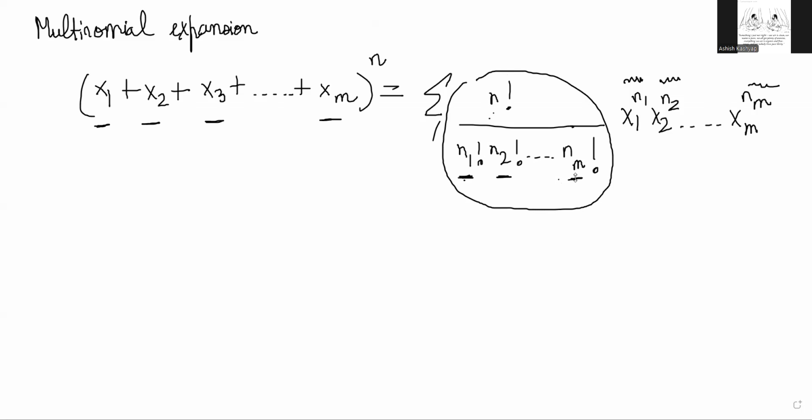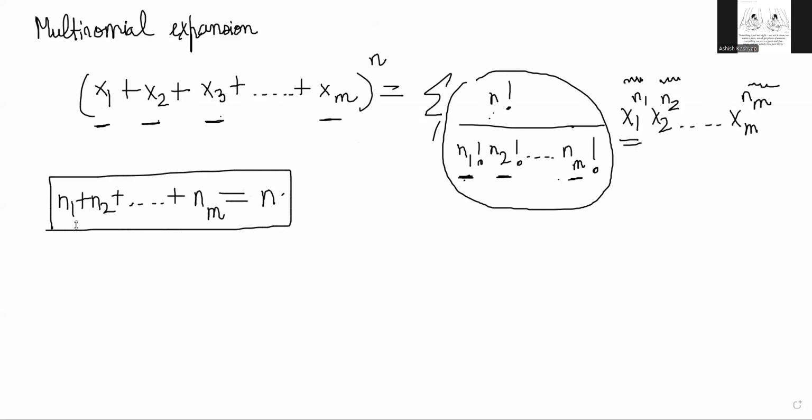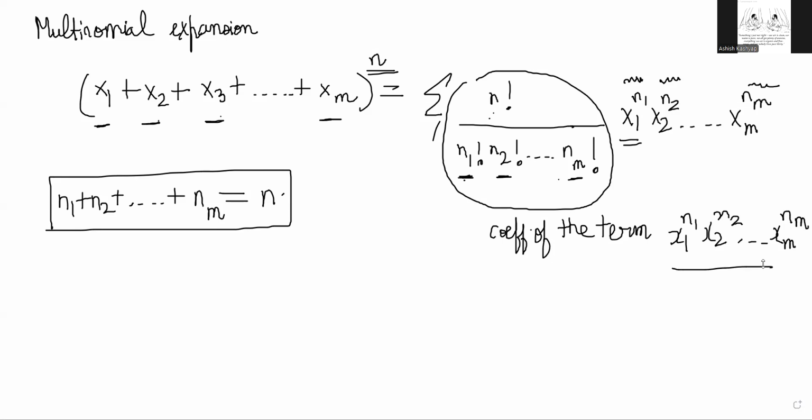So you have to think of it as if you are multiplying this thing n times and you are trying to get x1 n1 times. So there are n1 x1s that you have to choose, n2 x2s, n3 x3s in such a way that n1 plus n2 plus nm should add up to n. This is the condition on these integers n1, n2, nm. They should add up to n. And this is your coefficient of the term x1 power n1, x2 power n2, and so on, xm power nm.